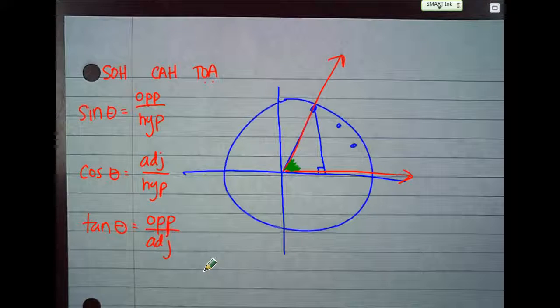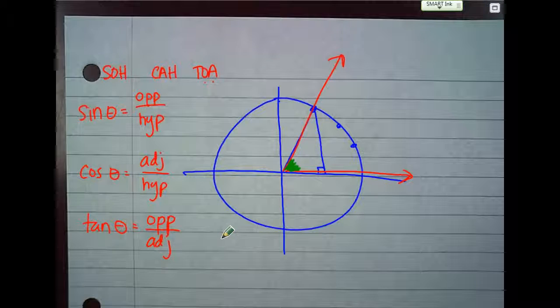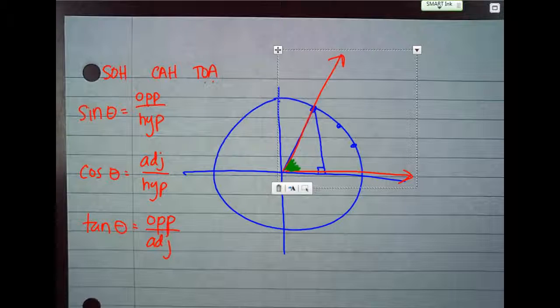So now I have this circle. My goal is to try to explain to you that I have this triangle, okay? Please ignore the unit circle and let's talk about just the triangle for a minute.